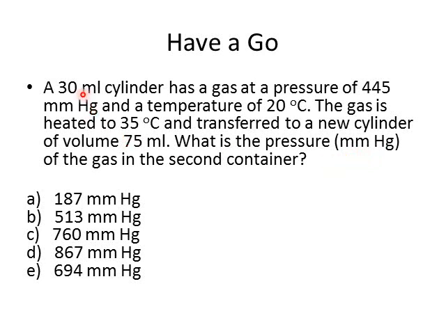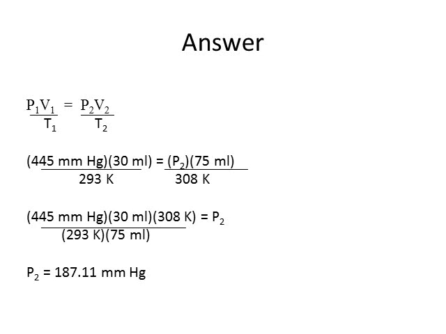So let's see what I have. There's my V1, there's my P1, and there's my T1. Don't forget to convert that to the Kelvin scale. Then I have a T2, convert to the Kelvin scale. I have a V2. What I'm looking for is my P2. So fill that into your equation, have a go, and then check your answer then on the following slide. So we can see here that P2 is equal to 187.11 millimeters of mercury, which was answer A on the previous slide.